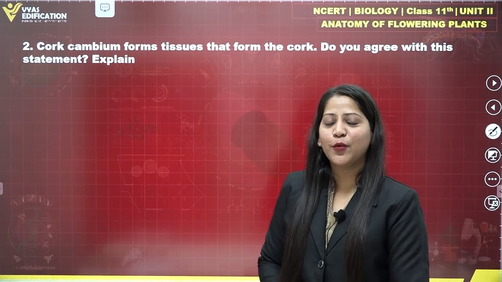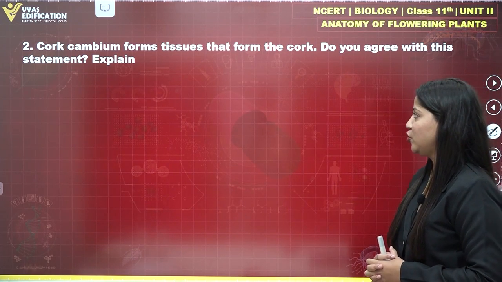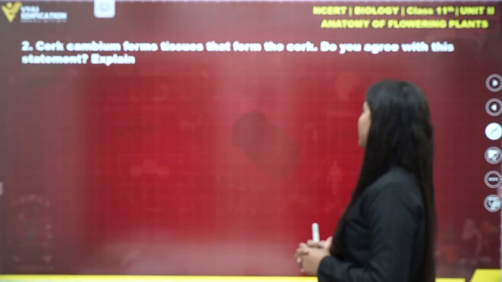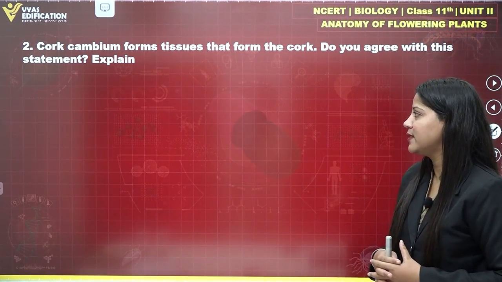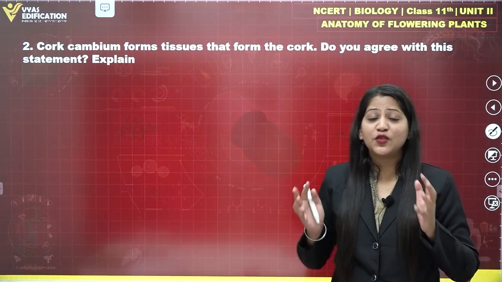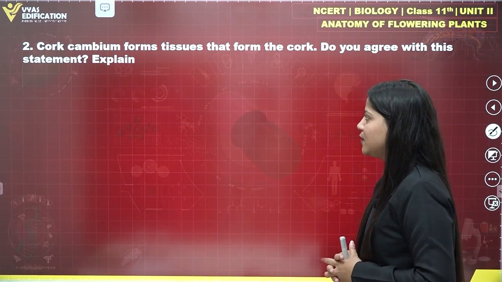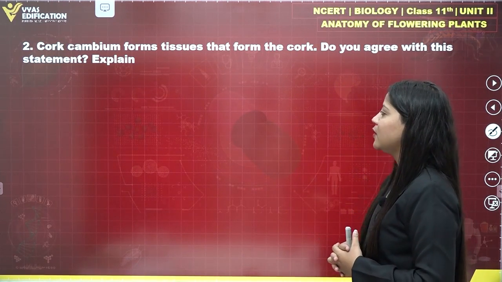So now we have question number 2 on the screen: cork cambium forms tissues that form the cork. Do you agree with this statement? If yes, then explain. Yes, we totally do agree with the statement that cork cambium forms tissues that form the cork.